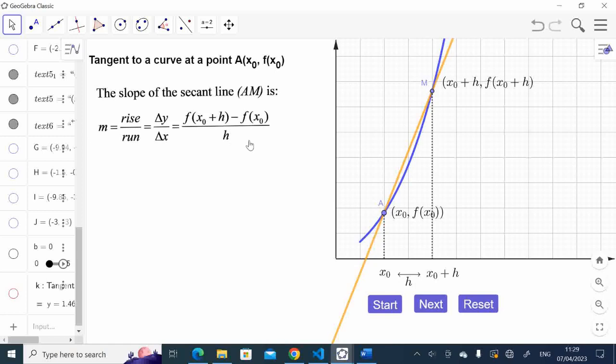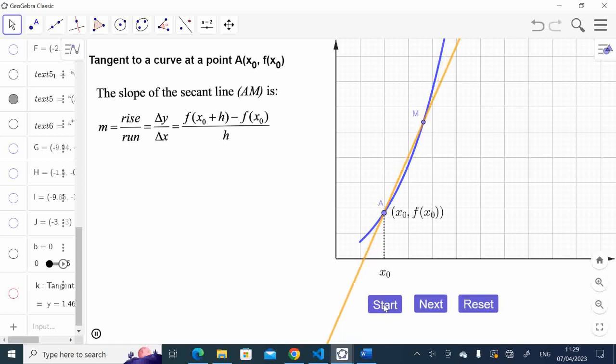Now I don't want the secant line. In fact, what we are looking for is the tangent line. So how are we going to make this secant line the tangent line? If I move M closer and closer to point A, the secant line is going to be the tangent line.